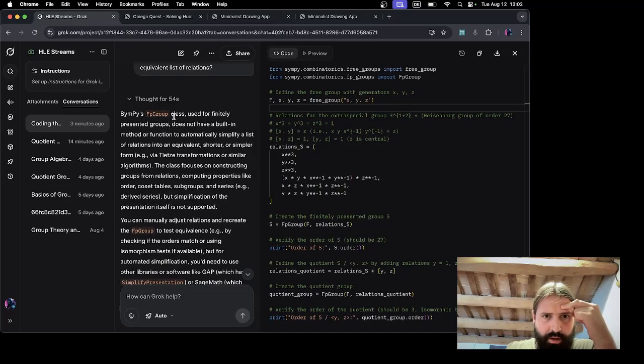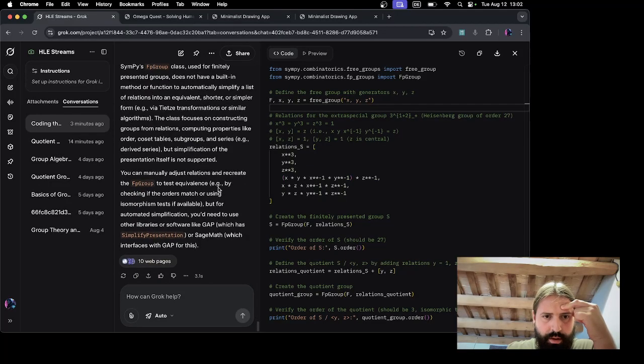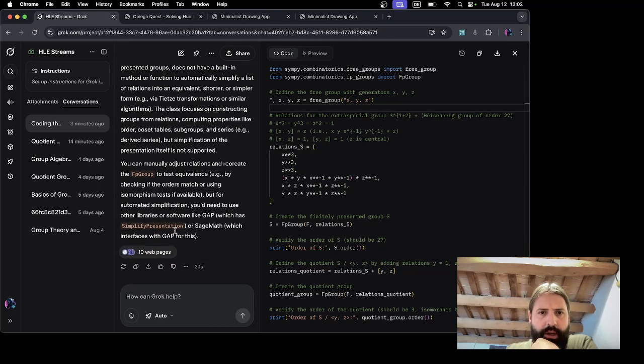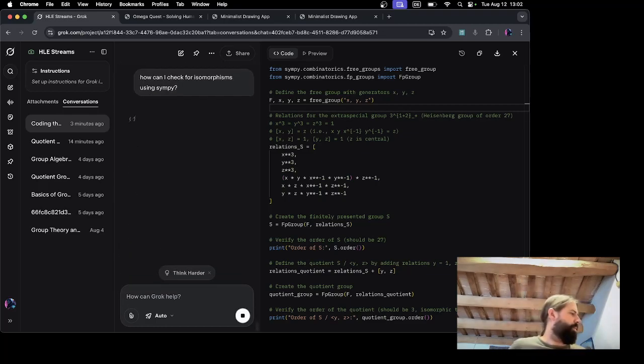So now this means that if group, wait. Okay, it doesn't have a group. You can manually adjust relations to recreate the F group to test equivalences. The orders match, or using isomorphism tests if available. So how can I check for isomorphisms using SymPy? Because the order is one thing, but it doesn't necessarily have to be correct, right?